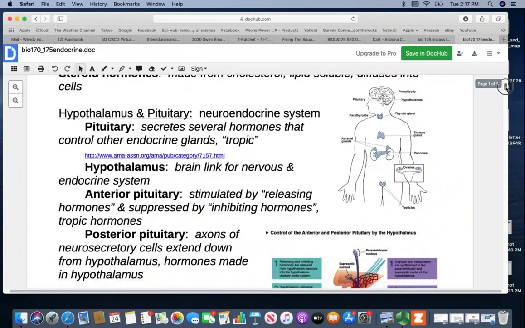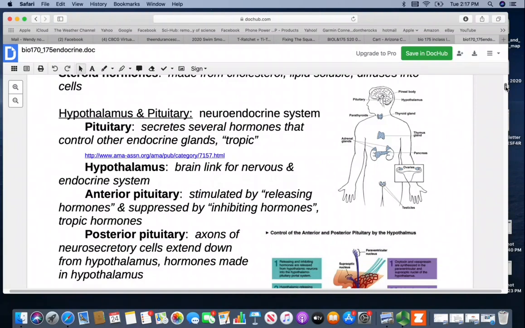So your hypothalamus and pituitary are closely linked in what we refer to as the neuroendocrine system. So your pituitary gland is going to secrete several hormones that are going to control other endocrine glands. So when it controls another endocrine gland, we refer to it as a tropic hormone. So that can really help you when you look at the names of these hormones. Try and let the name give you some hints.